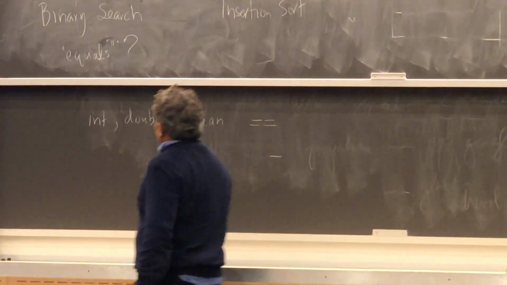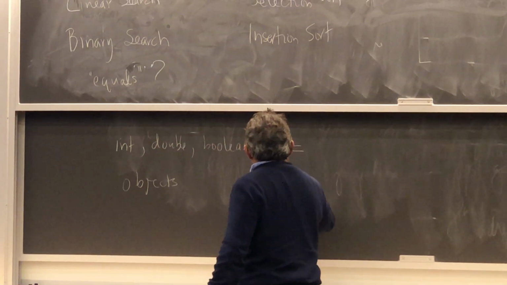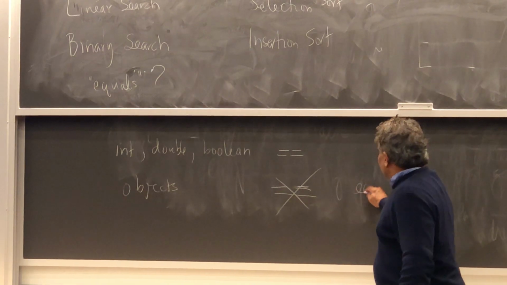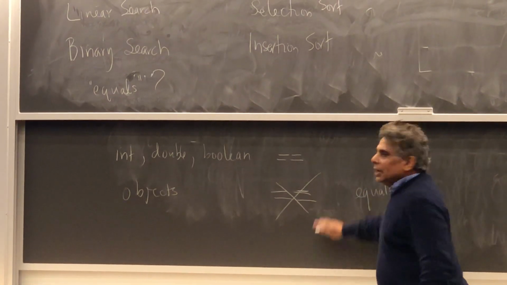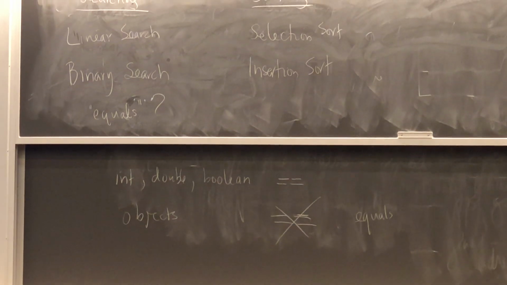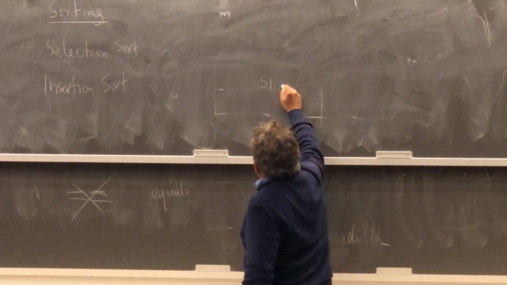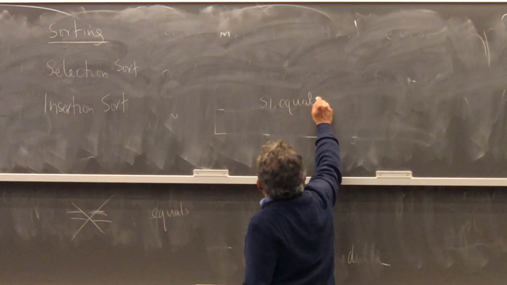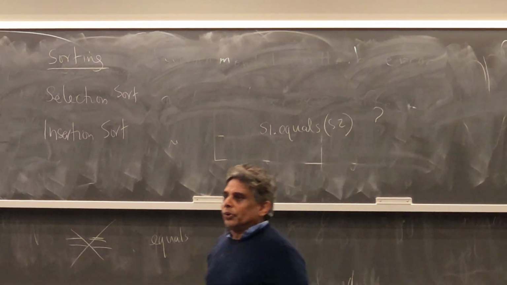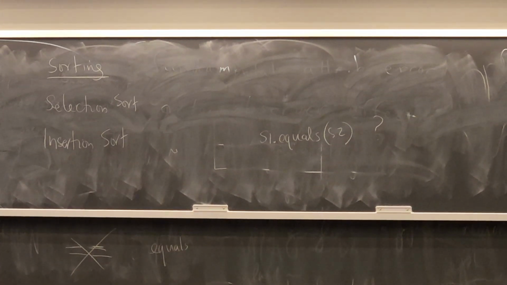But when it comes to objects, this doesn't work, right? So you need to have some method called equals that's defined. Now, this already exists in the API methods. For example, if S1 is a string and S2 is a string, you can ask the question, is S1 equals S2? That should return a true or false answer. That's for the strings, right?